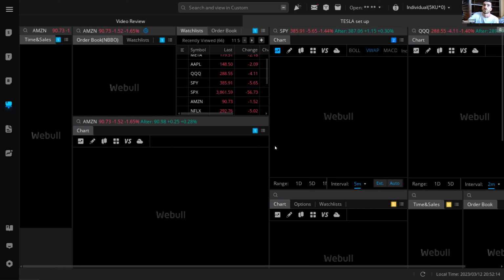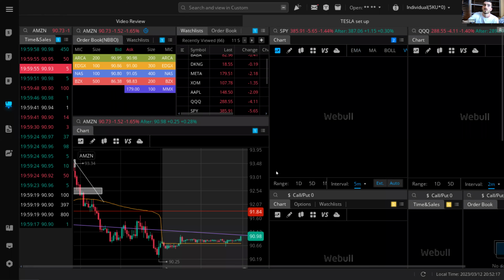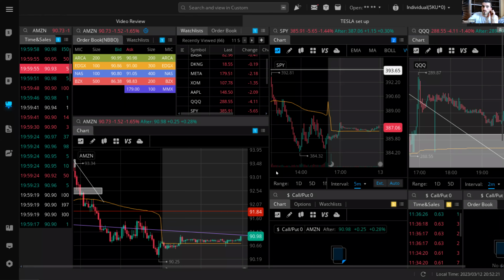So I'm going to see if this will switch over. Do you guys see this new pull up I just had? Did it transfer over, or is it still stuck on the single chart?